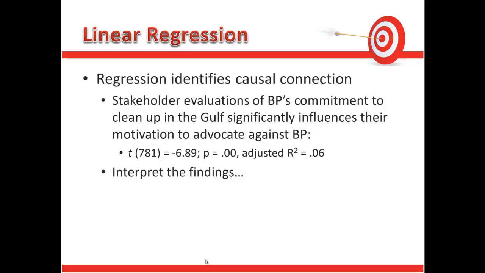So, if we're going to interpret these findings to make our story from the numbers, we could say something like this. One important factor that predicts whether people are motivated to protest against an organization is whether they believe that the company is committed to redressing the wrong that they have committed, in the case of this transgression. So specifically, we found that after the 2010 spill in the Gulf of Mexico, if respondents believed that BP was genuinely committed to cleanup, they were less likely to be motivated to protest. This alone accounted for 6% of their motivation to protest.